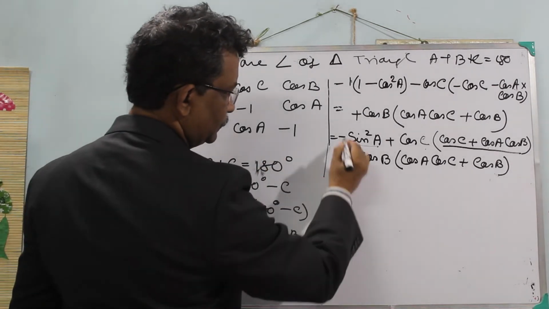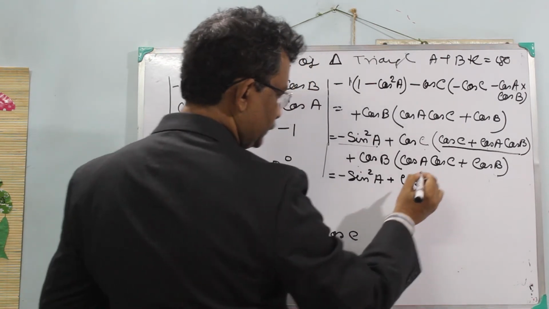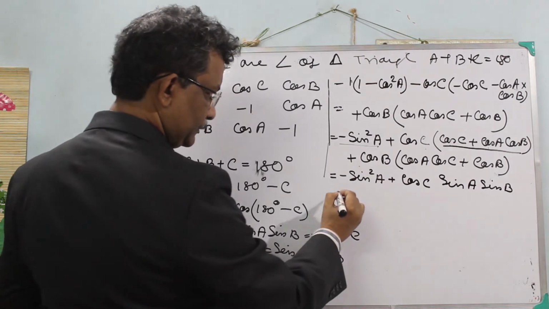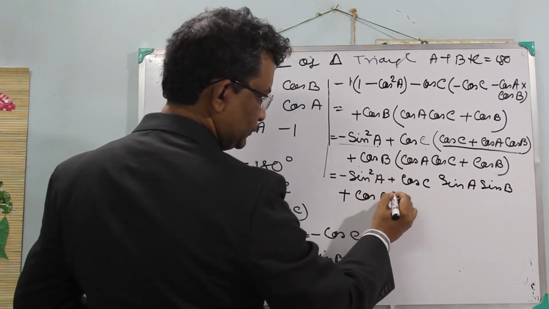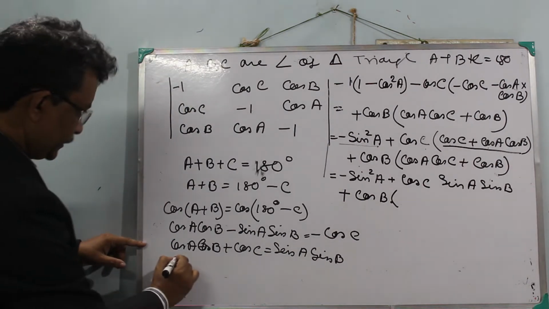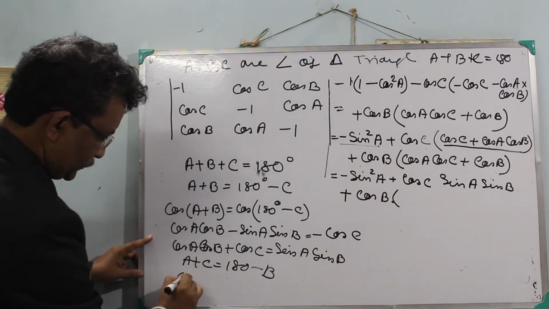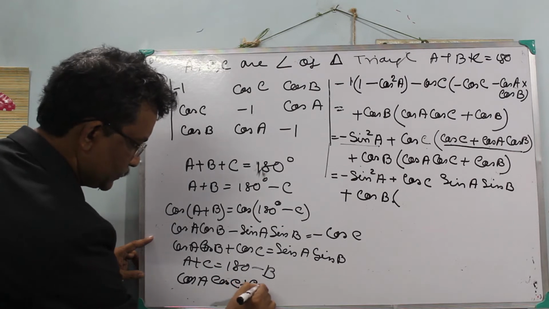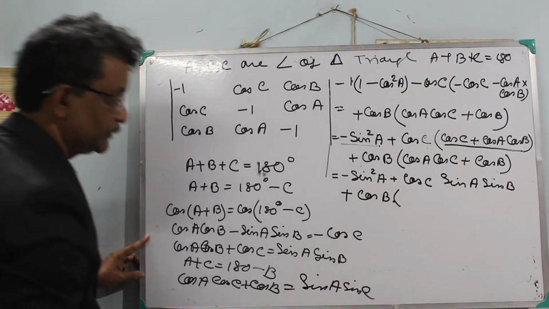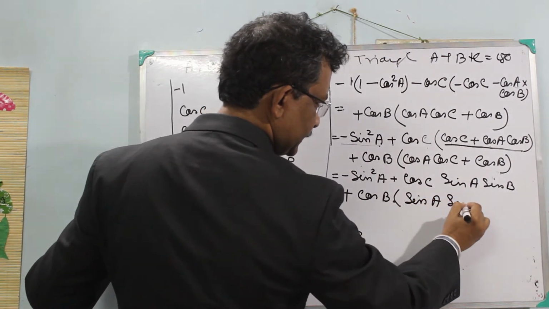Similarly, now I put the value: minus sin square A plus cos C into sin A sin B, plus cos B into cos A cos C plus sin A sin B. In a similar way, if I take A plus C equal to 180 minus B, we will get cos A cos C plus cos B is equal to sin A sin C. Same, so I put this sin A sin C.